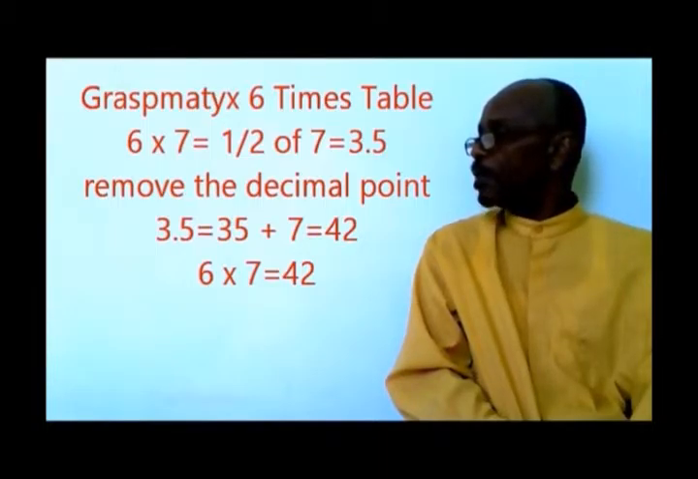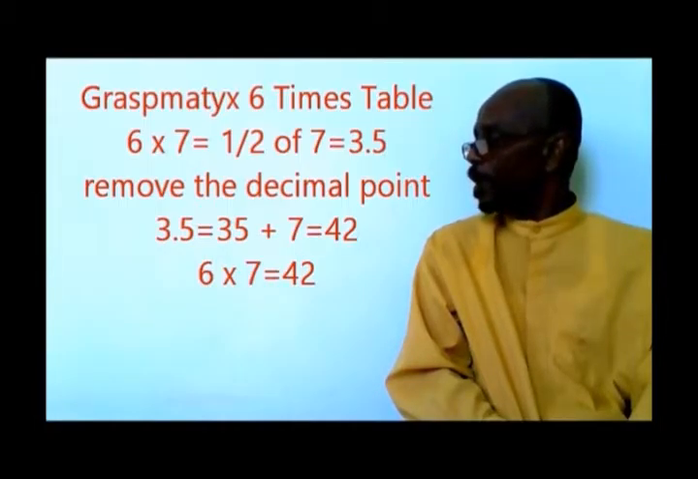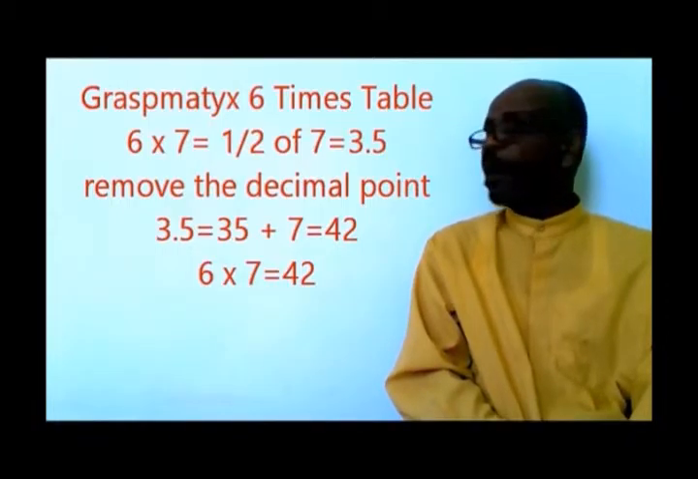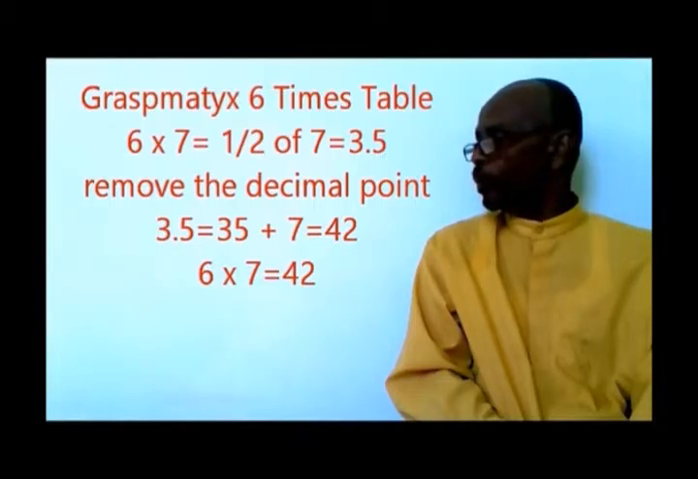Same thing applies for the 6 times 7. The half of 7 is what? The half of 7 is 3.5. When I remove the decimal point, I get 3/5. I bring over the 7 and add it to the 3/5, and I get 4/2. So that's what 6 times 7s are.